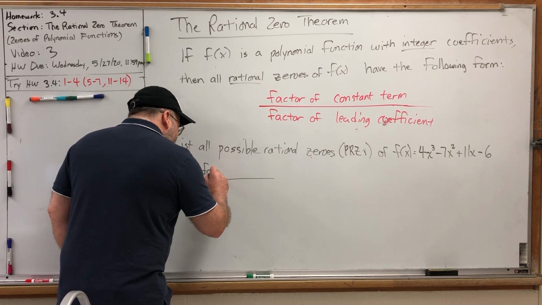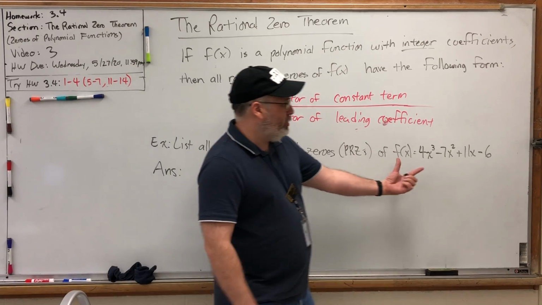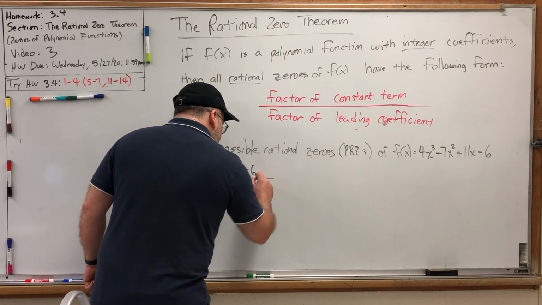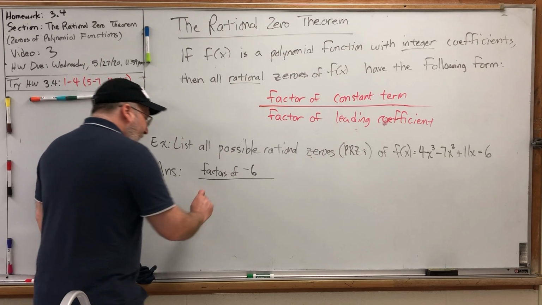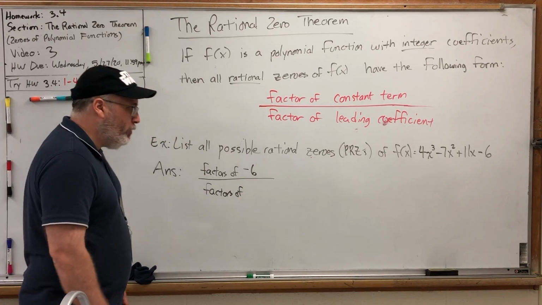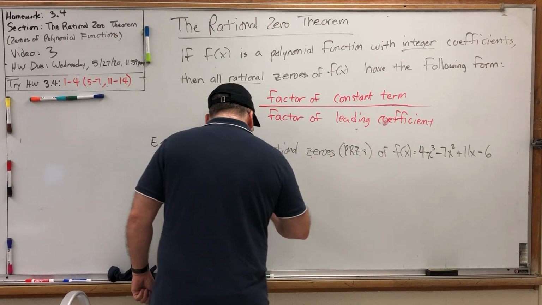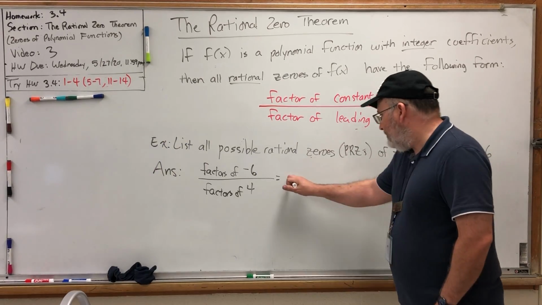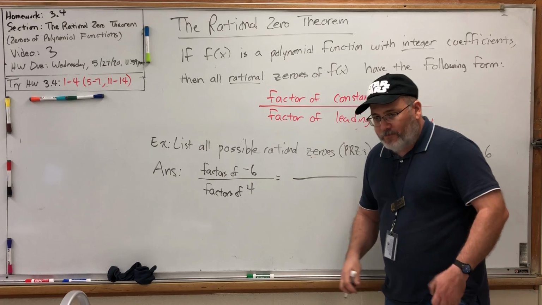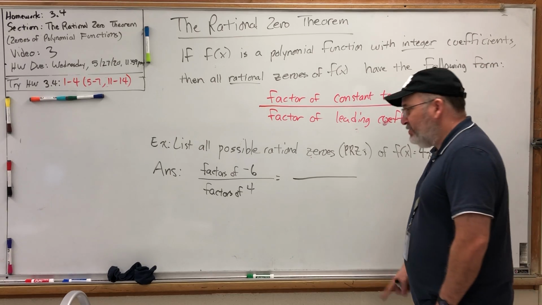Well, on the top, you need to write factors of the constant term. What's the constant term in this function? 6. More specifically, negative 6. And in the denominator, we're going to list factors of the leading coefficient. And what is the leading coefficient in this polynomial? Remember, it's the one in front of the highest power, 4. All right, so let's list all the factors. Now, the fact that this is negative 6 and this is positive 4 is actually irrelevant. They can both be positive or both be negative, and this list will be the same, and here's why.